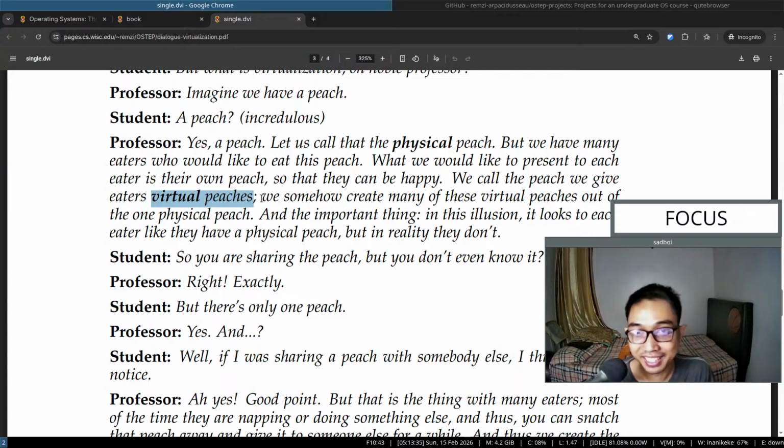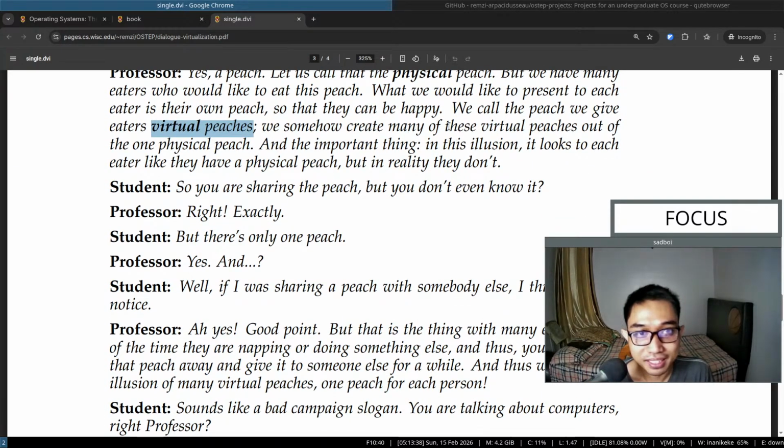Anyway, we somehow create many of these virtual pages out of the one physical page. And the important thing in this illusion is that it looks to each eater like they have a physical page, but in reality they don't. Right? So this is the illusion.